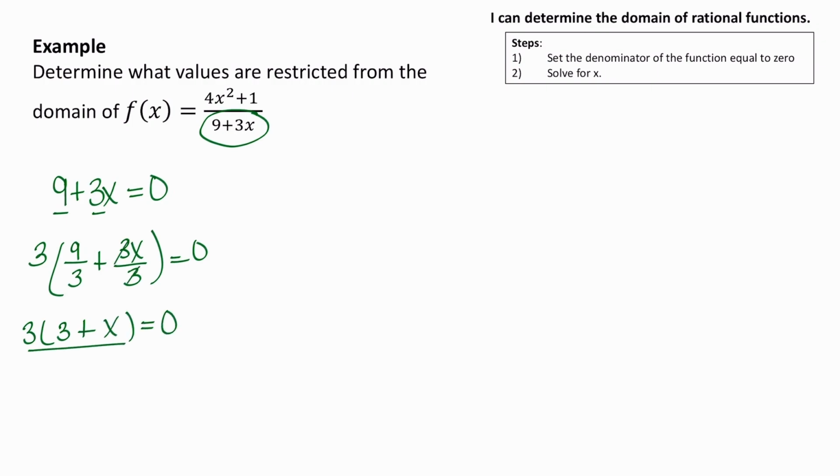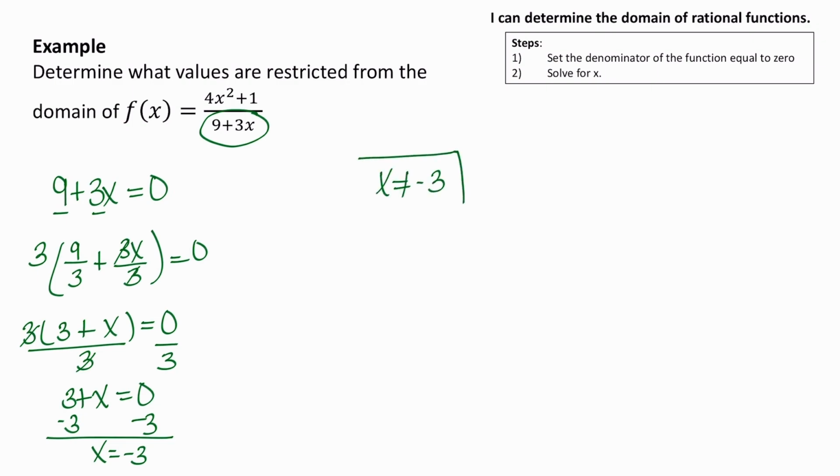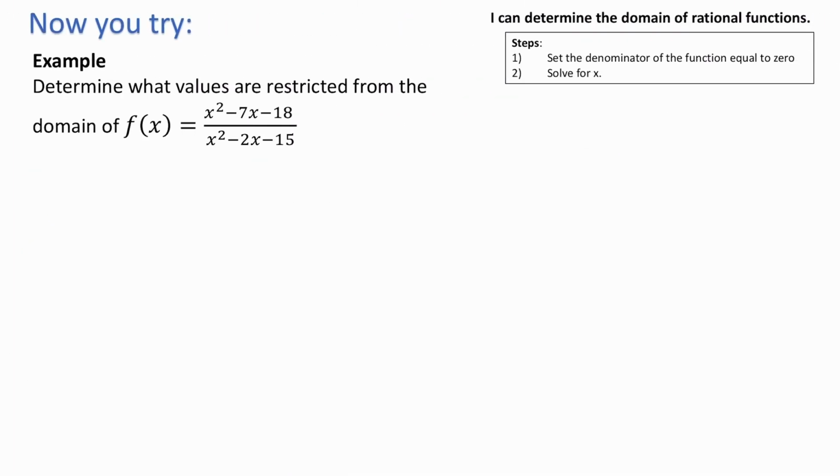So I can divide both sides now by 3. So I have 3 plus x equals 0. If I solve 3 plus x equals 0, which I can do by subtracting 3 from both sides, that gives me x equals negative 3. So in this function, x does not equal negative 3, and that is my domain restriction. Now you can go ahead and pause the video and try this example on your own.